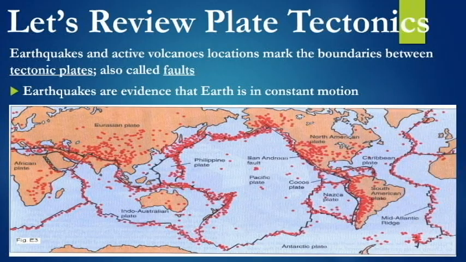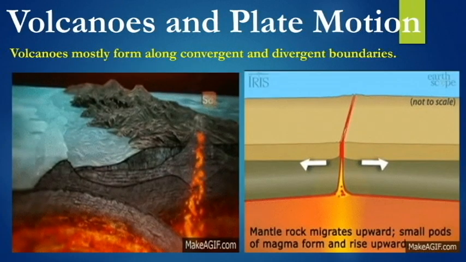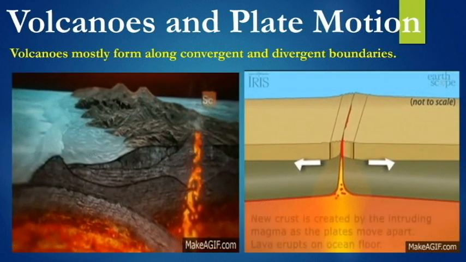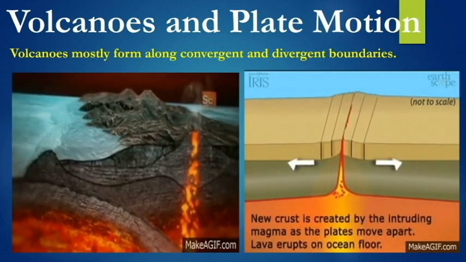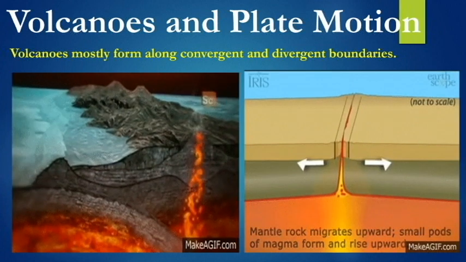All right. So, just a quick review about plate boundaries and how we know where plate boundaries are. Again, it's all about the earthquakes. The earthquakes basically tell us where the plate boundaries are. But it also has to do with volcanoes too. Volcanoes also mark those boundaries. So, volcanoes tend to occur along convergent and divergent plate boundaries.